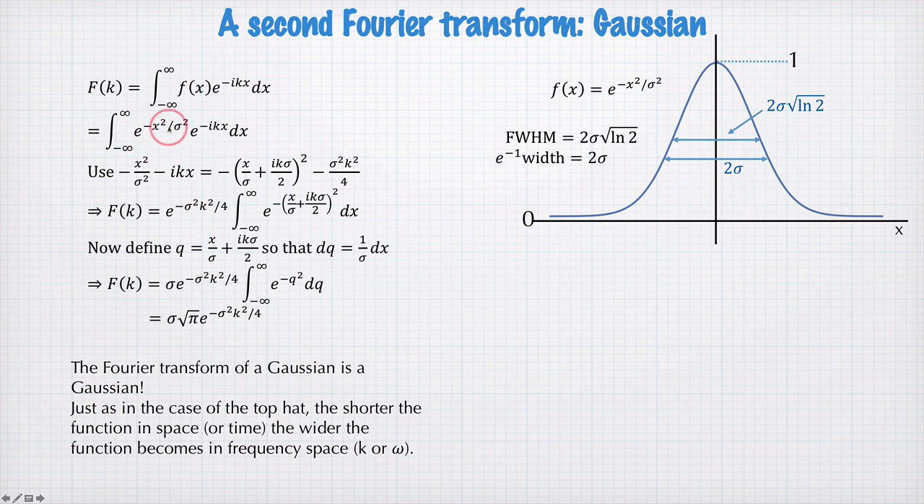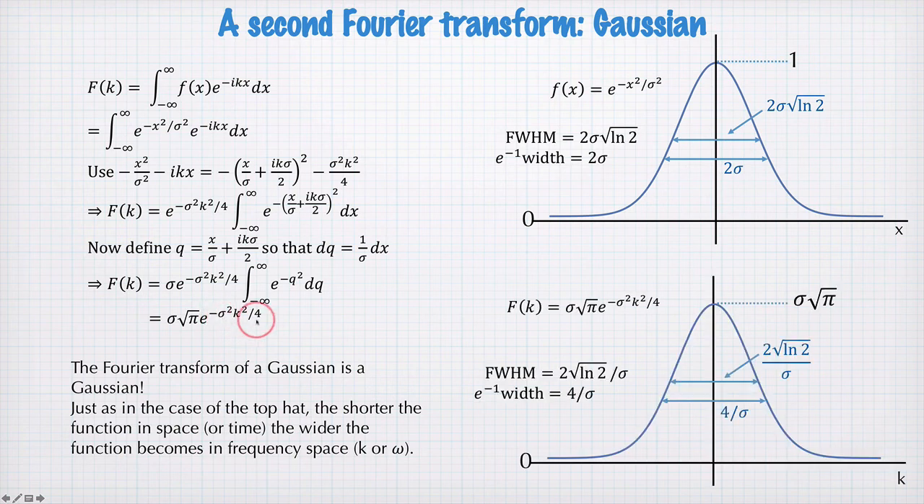The original Gaussian here had sigma squared on the bottom, and now we have a factor of sigma squared on the top multiplying k squared, but it's still a Gaussian. Gaussian in space, Gaussian in spatial frequency k. And just as in the case of the top hat, the shorter the function is in space or time, that is, if we make sigma smaller, then the wider the function becomes in frequency space, k or omega. So a smaller sigma here will make the function wider.